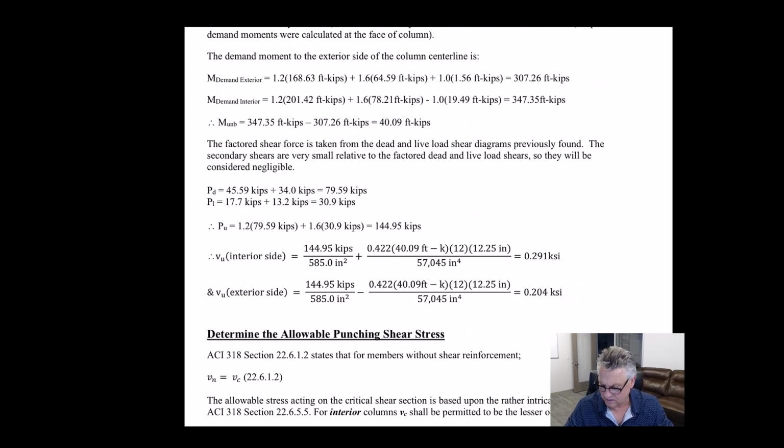And that's what the calculations are going to show. This is the one we're focused on. And that makes sense. That's the interior side. That's the 30-foot span side. That's the side that should have the highest shear stresses. Okay.